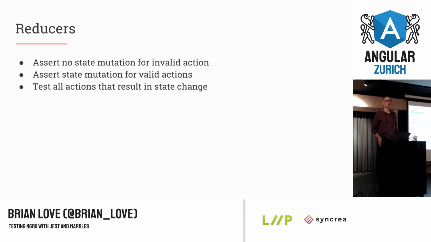So what we want to do with our reducers is assert a couple of different things. We want to assert that no state mutation happens for an invalid action, so kind of a no-op action. It's very easy to do. Then we want to assert state mutations for all of our valid actions. And we're going to test that all those actions result in the desired state change.